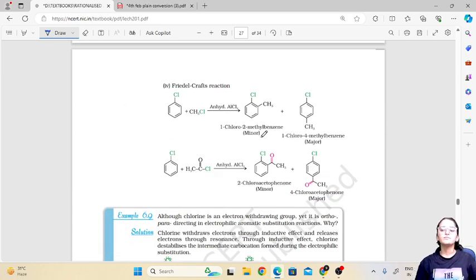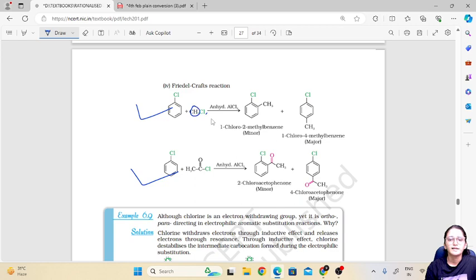And the next two very important reactions that we have here are Friedel-Crafts alkylation and Friedel-Crafts acylation. What happens in the Friedel-Crafts reaction is chlorobenzene is treated with methyl chloride. This methyl group gets attached at the ortho and para positions of the benzene. So we get a mixture of ortho and para chloromethyl benzene: 1-chloro-2-methylbenzene and 1-chloro-4-methylbenzene. The para is the major product.